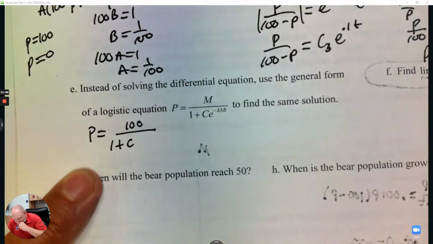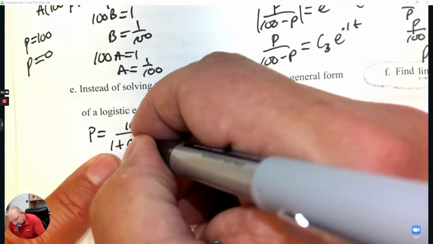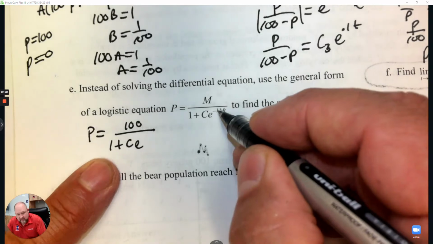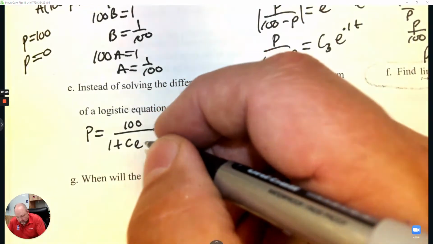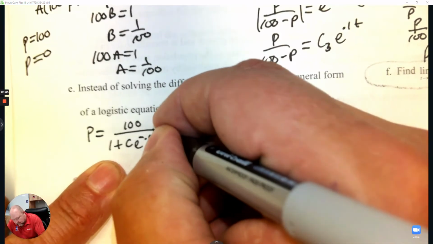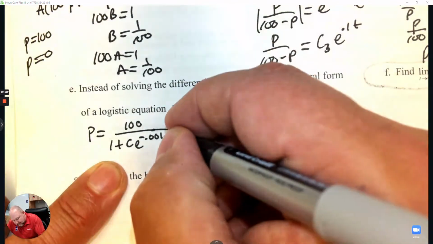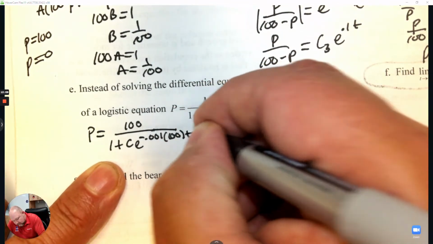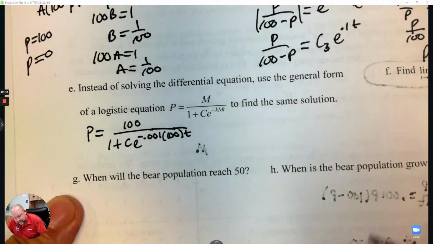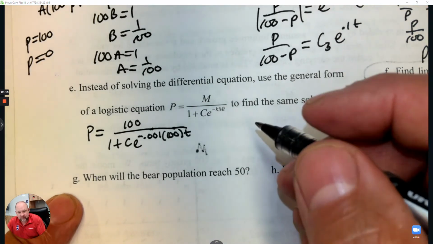C we don't know yet. But it's E, we said the K was 0.001. That was at the beginning of the question, 0.001. M, again, is 100. And then T. And then find the same solution.